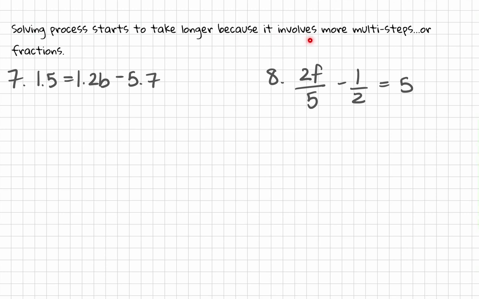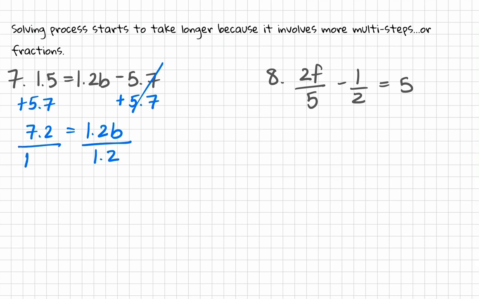Solving process starts to take longer because it involves more multi-steps or fractions. So we'll do number 7. I'm going to isolate the variable. We're going to simplify as much as we can. So I have the ability to add 5.7 because it will make the variable side smaller and more simple. So it's going to be 7.2 over 1.2b. Then I'm going to divide by 1.2 to isolate b. I'm going to end up with b is equal to 6.